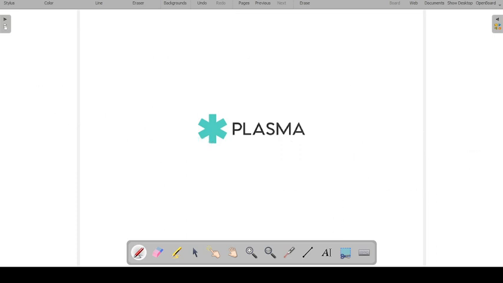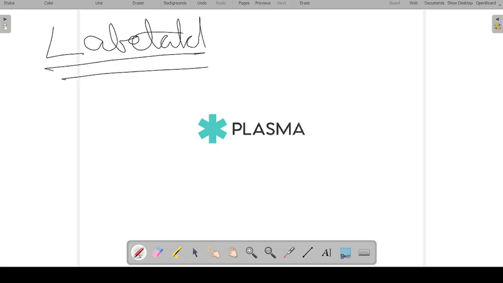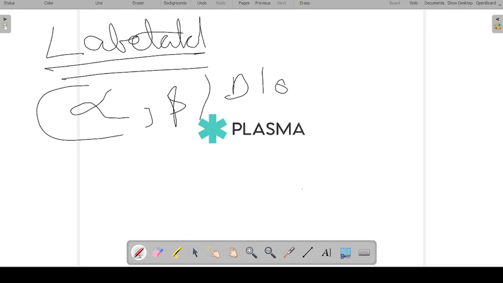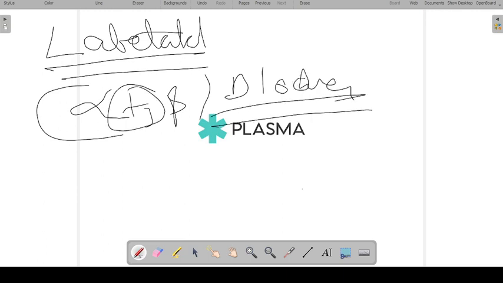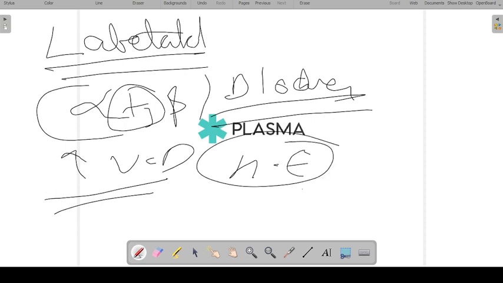Next, we'll discuss labetalol. Labetalol is an alpha plus beta blocker, and it is also a powerful vasodilator. It's used in hypertensive emergencies.